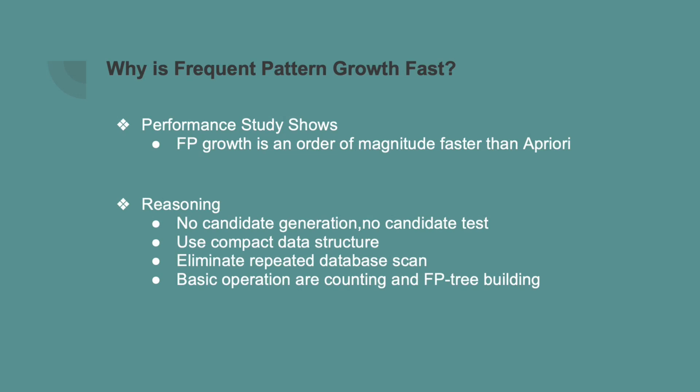At last, I'm explaining why frequent pattern growth is fast. A performance study shows FP growth is an order of magnitude faster than Apriori. The main reasons are that there is no candidate generation and no candidate test. It uses a compact data structure, eliminates repeated database scans, and the basic operations are counting and FP tree building.